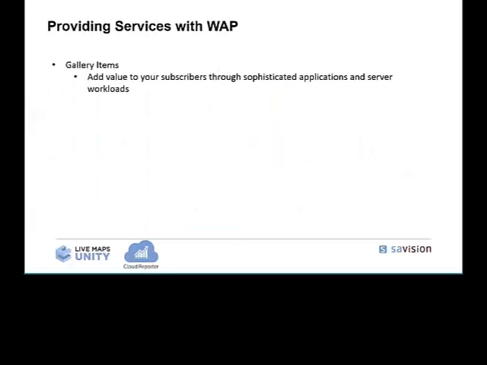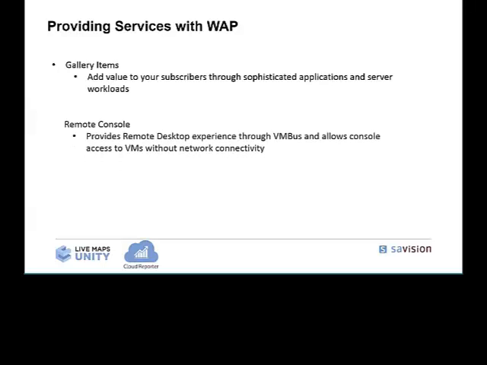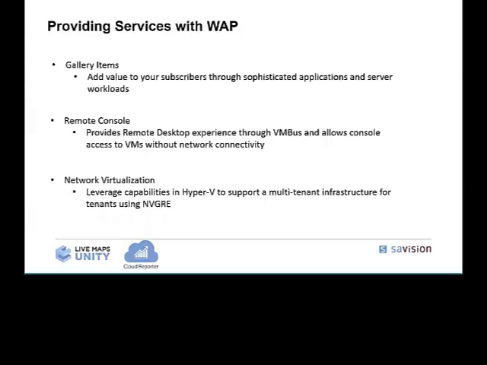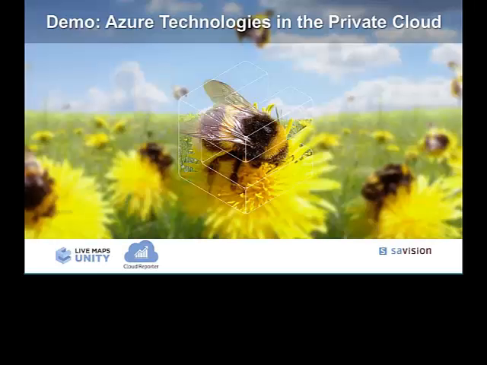Some of the technologies involved here, I'll describe shortly in a white paper. The gallery items is where you can offer sophisticated services to your users. So instead of just offering virtual machines based on virtual machine templates, you can climb up the stack and actually deliver cool server applications. We're also using remote console, so you can get access to your virtual machine without network connectivity. And of course, we are using network virtualization to deliver a complete infrastructure as a service cloud. So with that, I'm going to jump on to the demo.